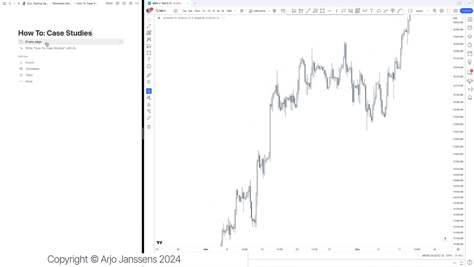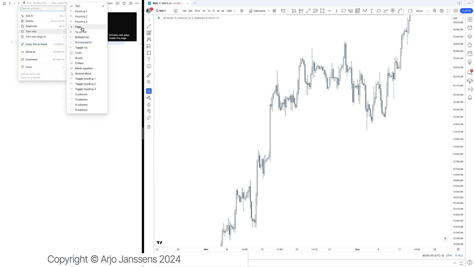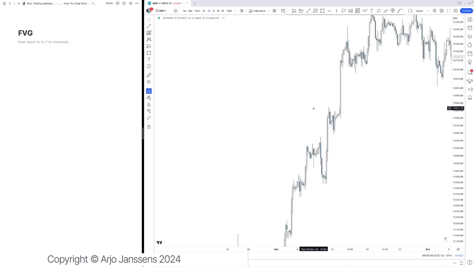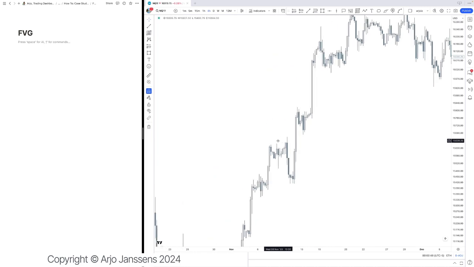Very simply, what you do is this can be any Notion page, right? Can also be something different, can be even a pen and paper. I don't care how you do it, as long as there's some form of studying. That is the most important part. And I want to create case studies on fair value gaps right there. I turn that into a page. And here I'm going to write everything down that comes to mind. And eventually I might add pictures, etc.